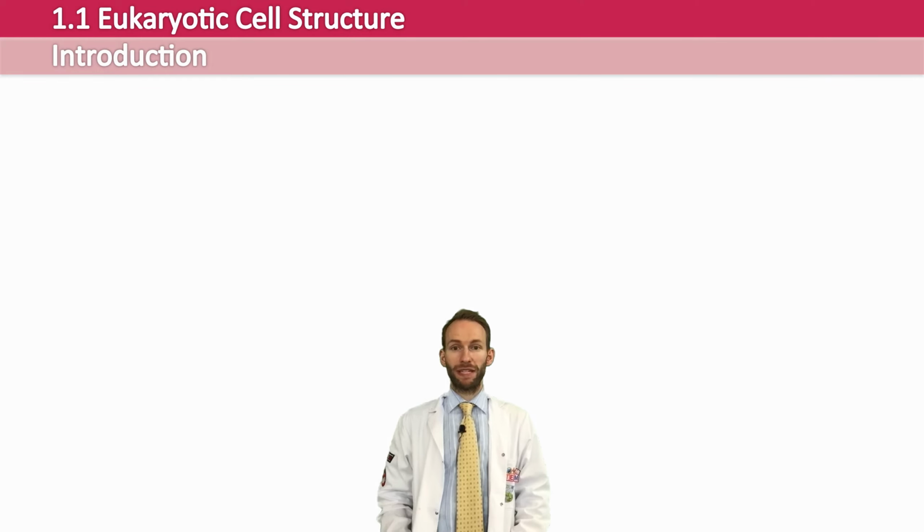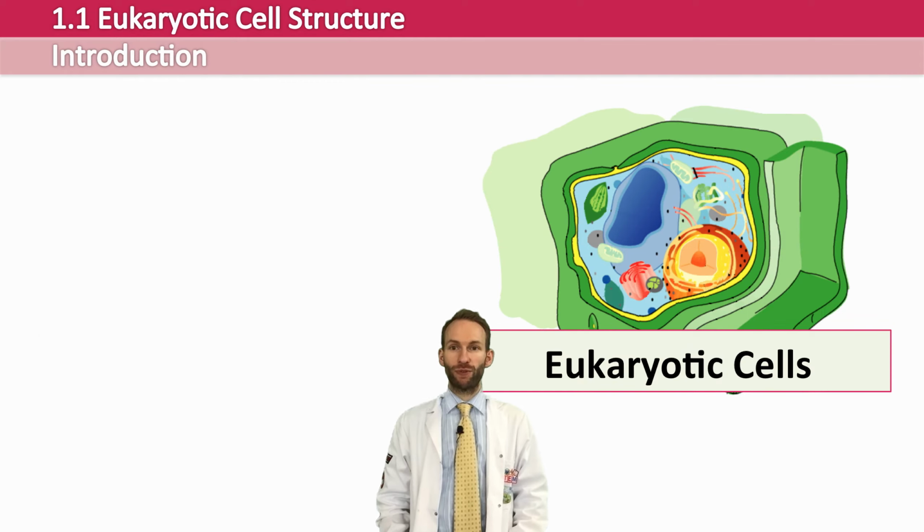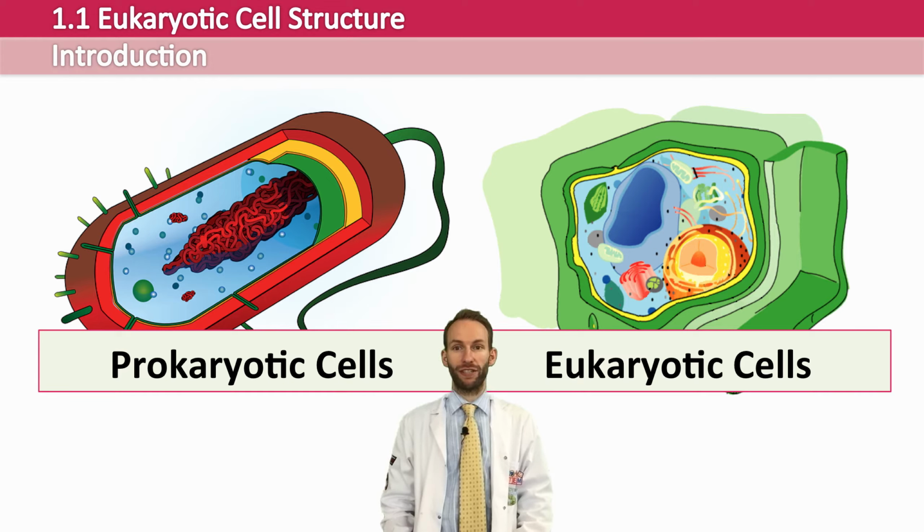So all cells can be split up into two categories, eukaryotic cells and prokaryotic cells. The major difference between them is that prokaryotic cells do not have a nucleus. Now in this section we're going to be learning about the structure of eukaryotic cells, and later on in the course you'll be covering prokaryotic cells.